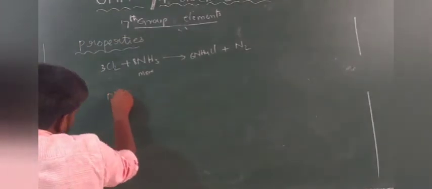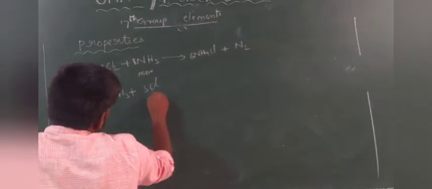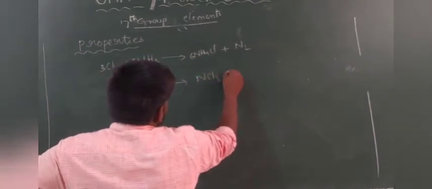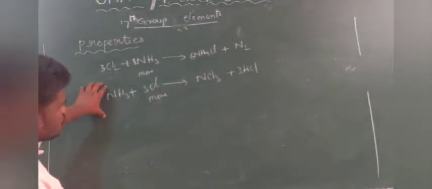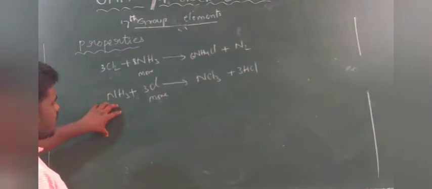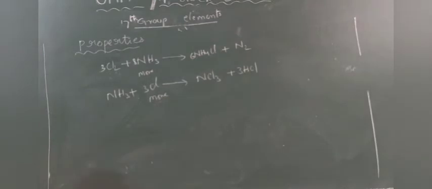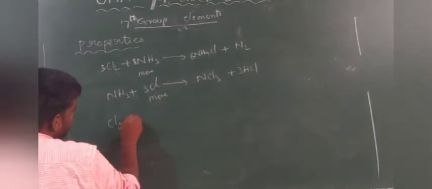And the next one, right, now NH3, when it is treated with more amount of the chlorine gas, we can get here NCl3, and we can get 3 moles of the HCl here. So now it is an explosive reaction. The treatment of ammonia with more amount of the chlorine is an explosive reaction. Right guys?